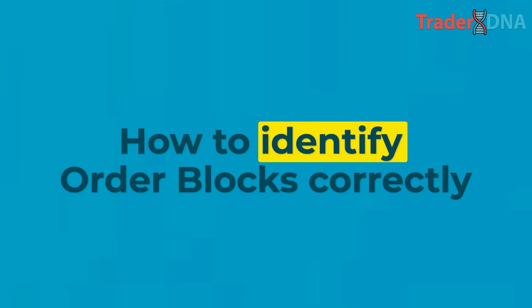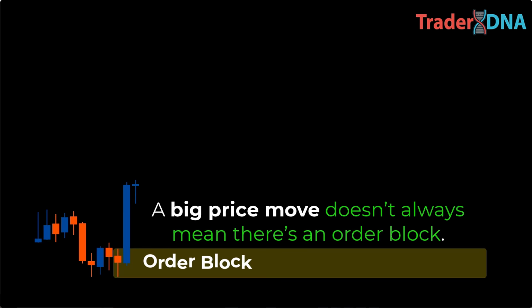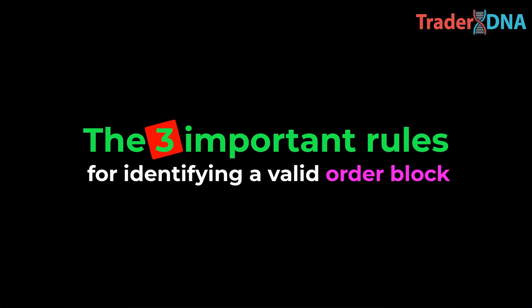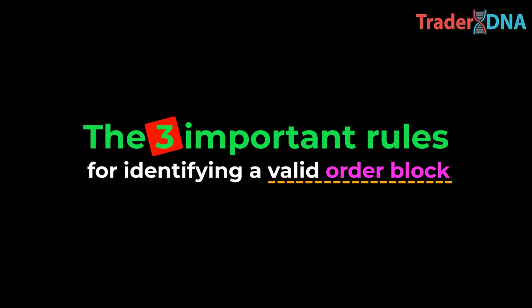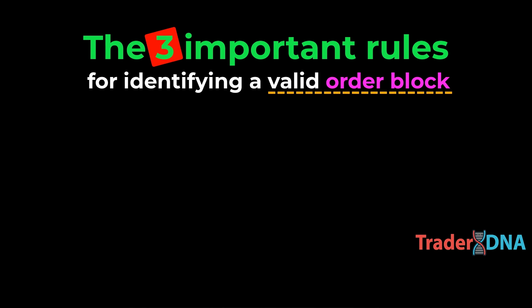Earlier I mentioned that if the price moves sharply from a point, you could mark it as an order block. But it's not that simple. A big price move doesn't always mean there's an order block. There are specific rules to follow to confirm whether an order block is valid. Here are the 3 important rules for identifying a valid order block. These rules are crucial because you won't be able to trade the strategy successfully without understanding them.